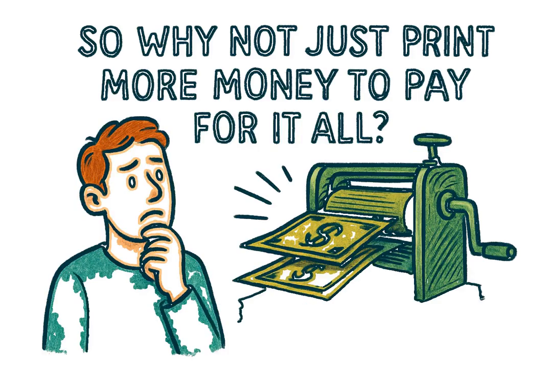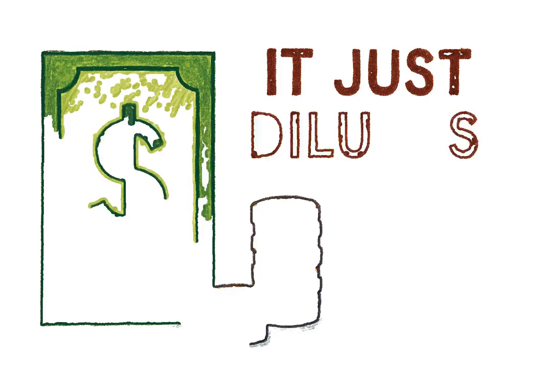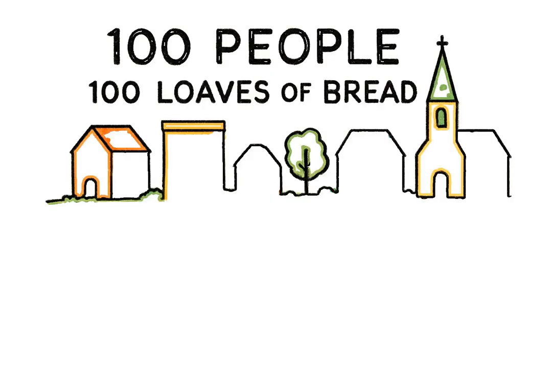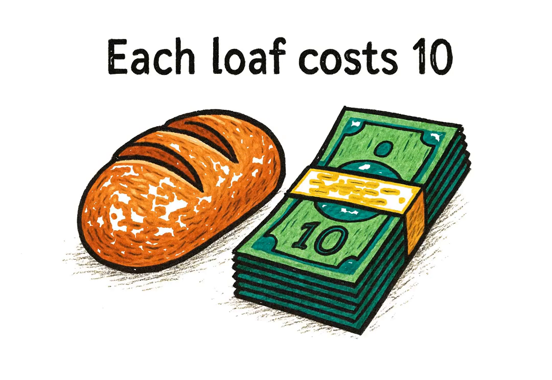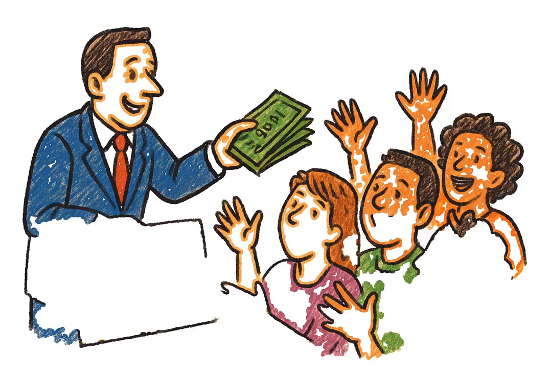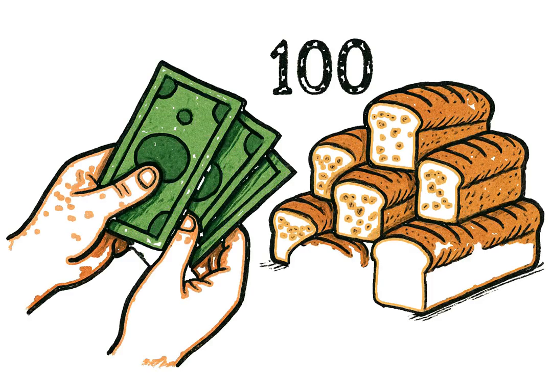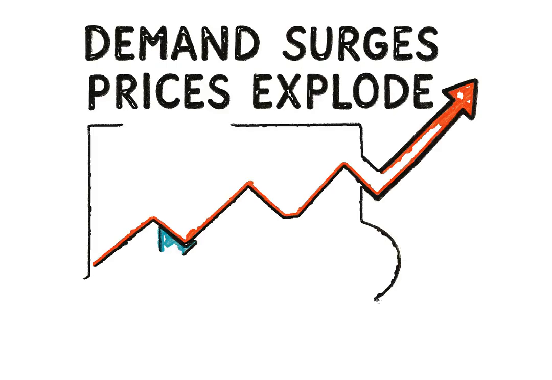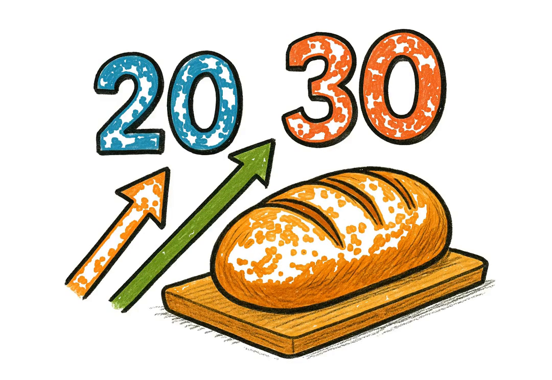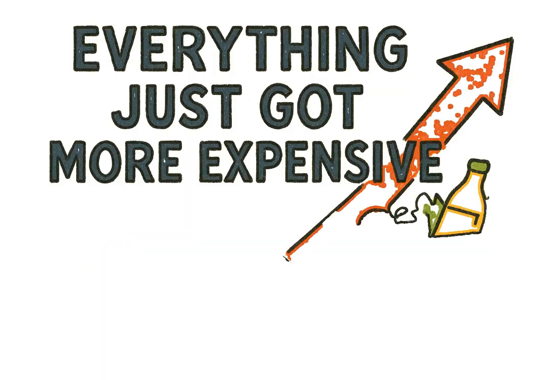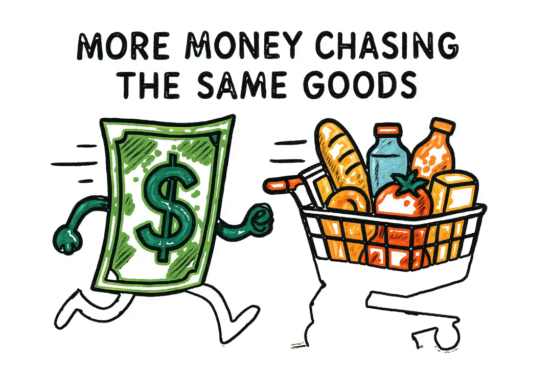So why not just print more money to pay for it all? Because printing money doesn't create wealth, it just dilutes it. Imagine a town with 100 people and 100 loaves of bread. Each loaf costs $10. Now the government prints an extra $1,000 and hands it out. People have more cash, but there are still only 100 loaves. Demand surges, prices explode. The bread jumps to $20, then $30. No one got richer. Everything just got more expensive. That's inflation. More money chasing the same goods.